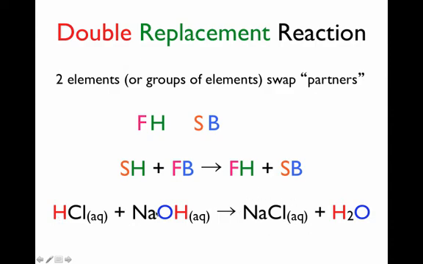And the H goes with the OH, and together they make H2O, because it's one H, two H's, and an O, makes water. And this is an example of a double replacement reaction. Basically, the H and the Cl and the Na and the OH swapped partners to make table salt and water. So that's a double replacement reaction. That's another type of reaction I'd like you to be able to recognize.